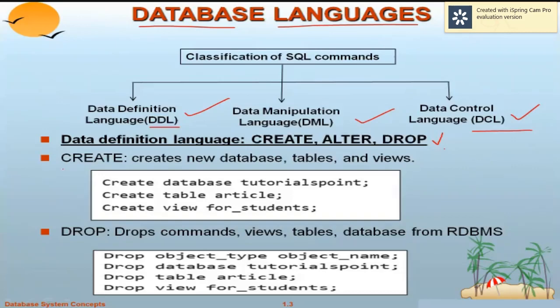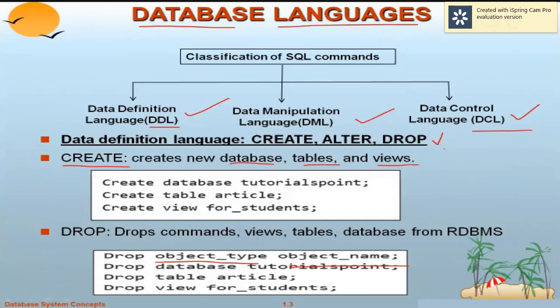So just look into the first command, that is the create command. The syntax of the create command is create object type and object name. Create object type and object name. So what is the object type we have here? Object type can be a database, it can be a table or it can be a view.